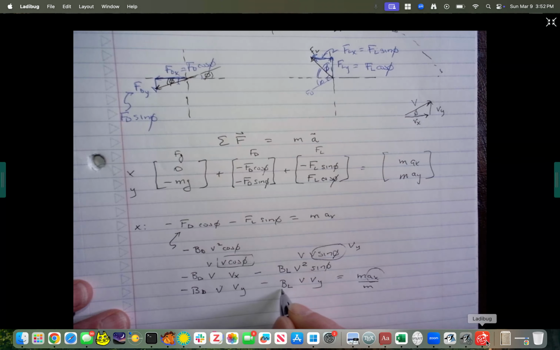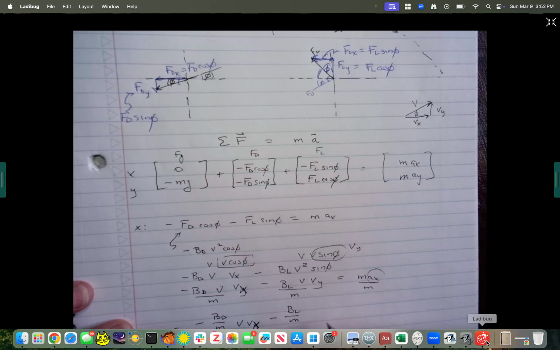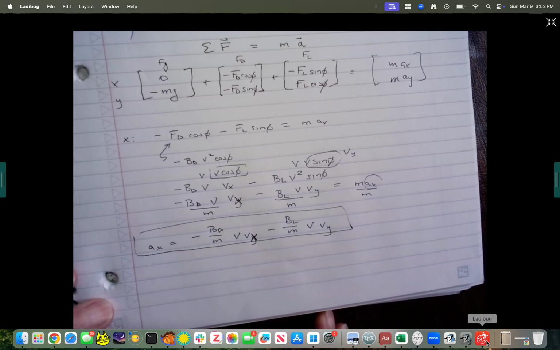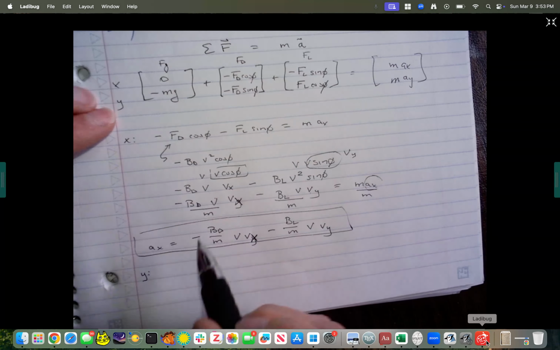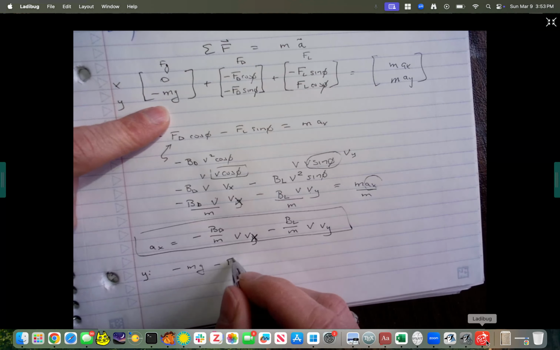We divide every term through by m. So a_x equals negative the drag coefficient over the mass, v_y, minus the lift coefficient over the mass. Oh, what did I do wrong here? That's v_x. Sorry about that. v_y. Okay. And then we can get a similar relationship for the y direction. I'm just going to skip a few steps, but you should not do that. You should write these out when you are rewriting this force analysis.